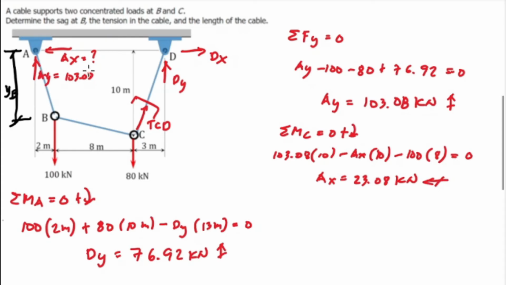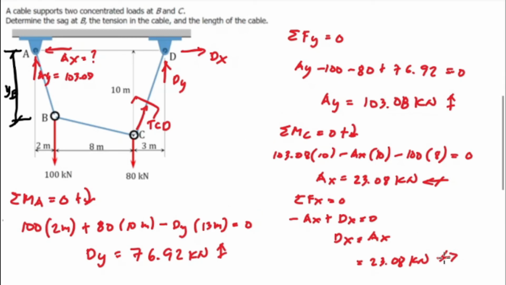Therefore, for the summation of forces along x equal to 0, we have two forces along x: A sub X and D sub X. So negative A sub X plus D sub X equals 0, or D sub X is equal to A sub X. The value for D sub X is also 23.08 kilonewton, and the direction is to the right. And this is D sub X.